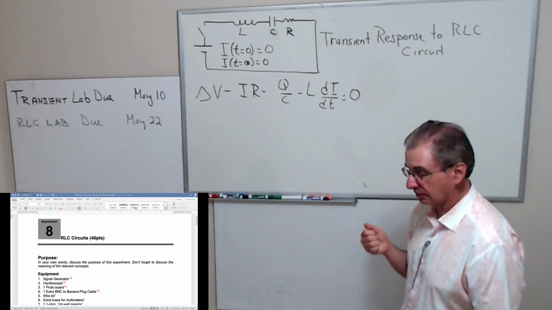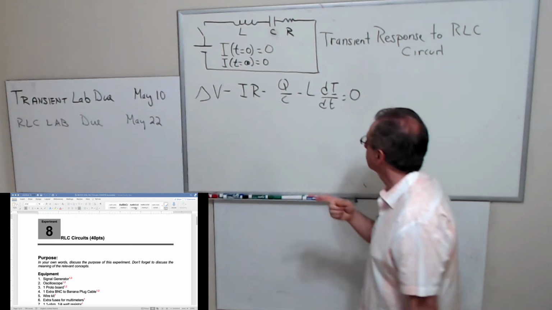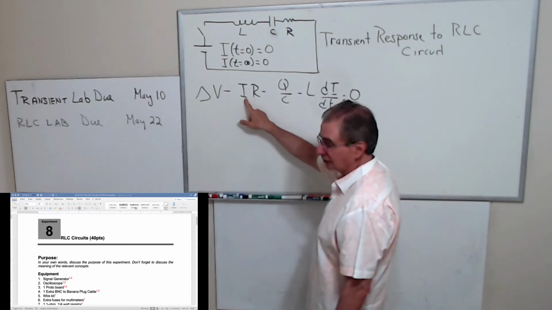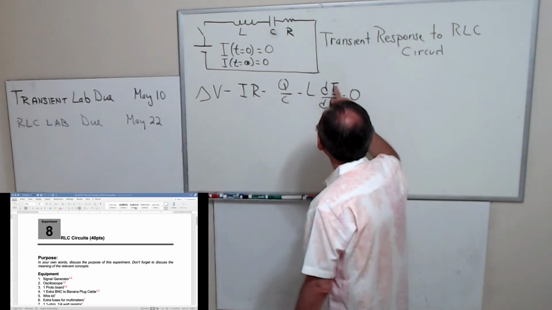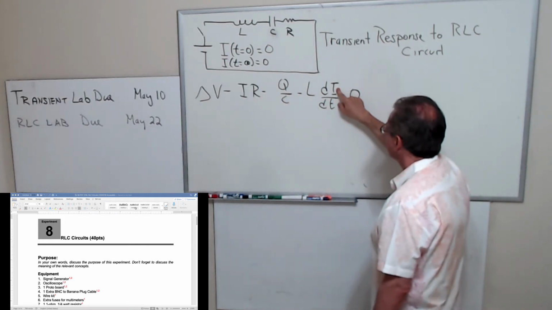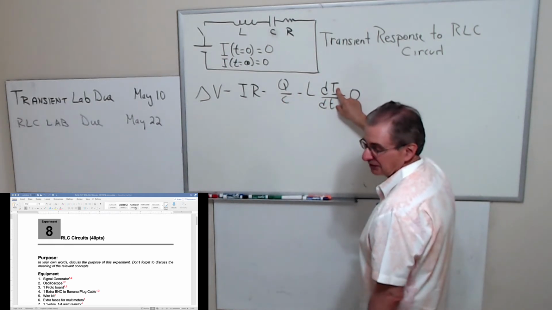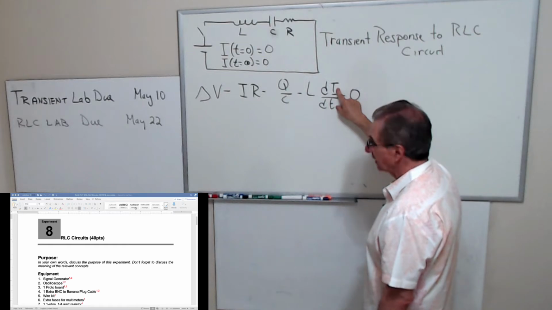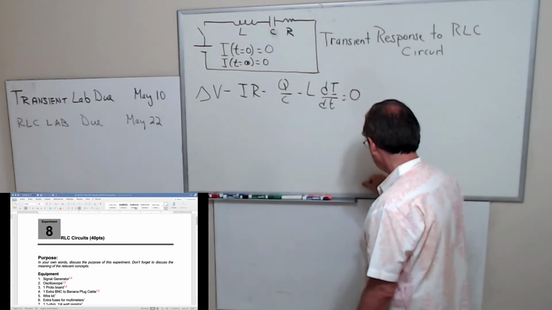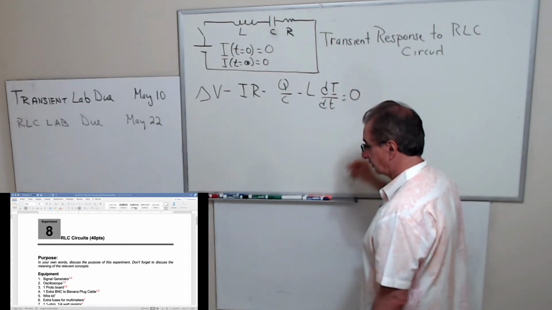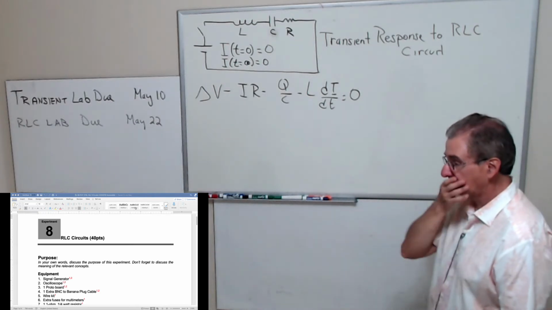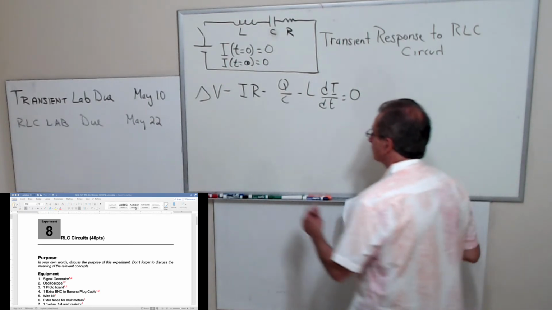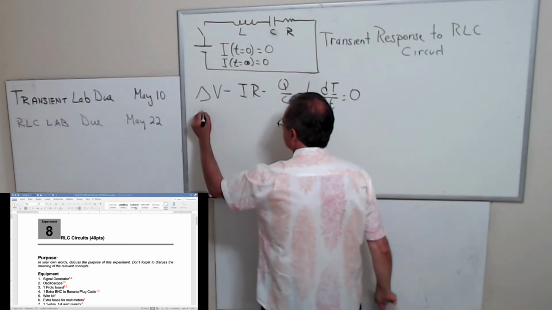I can write I in terms of Q, because isn't I dq dt? And isn't di dt the second derivative of Q with respect to time? So I can solve for Q and then take the derivative of that and get the current. I can do that. That's fine. I'm not going to do that though. I'm going to take the derivative of this whole differential equation.